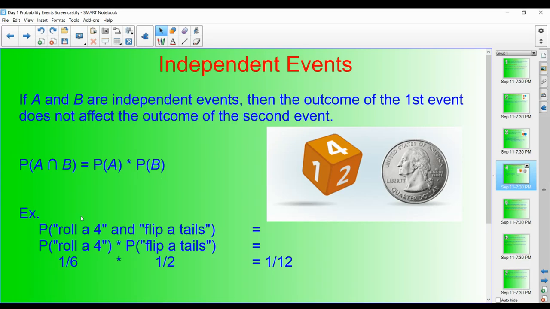So if I want to roll 4 and then flip a tails, 1/6 probability I roll 4, half probability I flip a tails, 1/12 probability I roll 4 and then flip a tails. There's 12 total outcomes that could happen. Only one out of those 12 has the result of 4, then a tails.